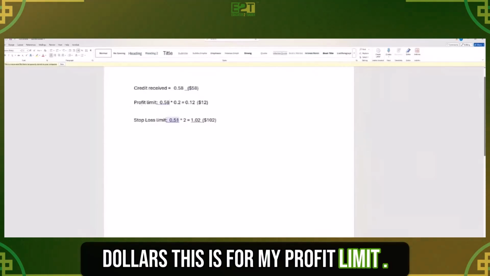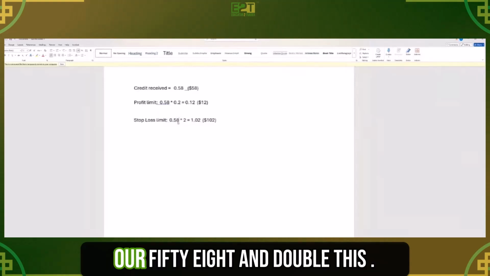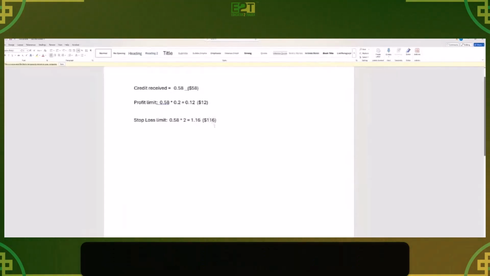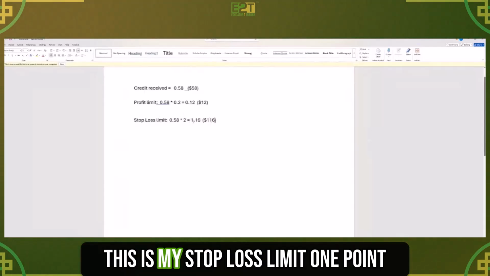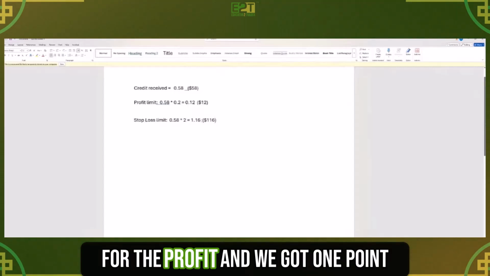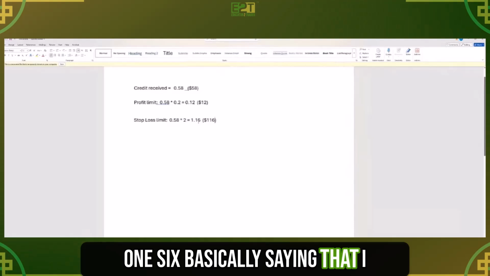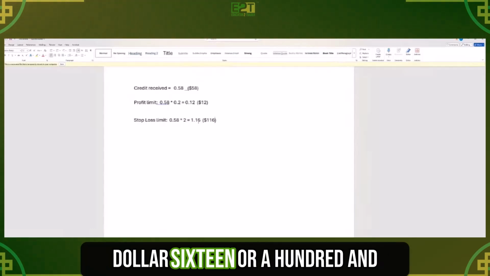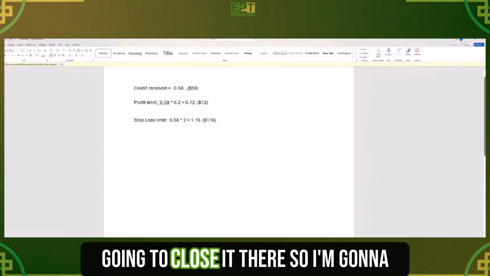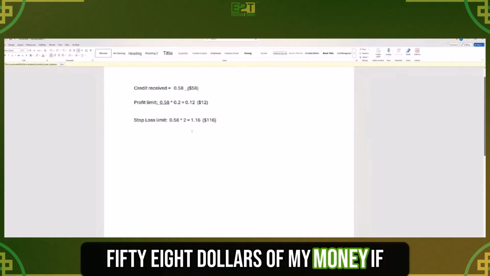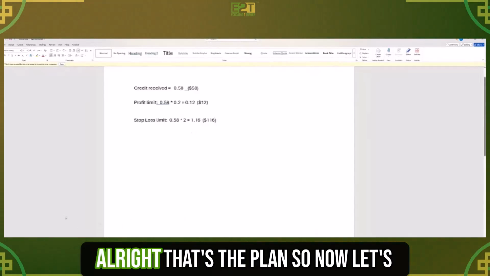This is for my profit limit. For our stop loss limit, I'm going to take our 0.58 and double this, to 1.16. This is my stop loss limit, 1.16. We got 0.12 for the profit and 1.16 for the stop loss, basically saying that I received $58 for this trade and I'm going to close it at $1.16 or $116. If it gets there, I'm going to close it there. So I'm going to give them their $58 back and then I'm going to give them $58 of my money if the stop loss gets triggered. All right. That's the plan.